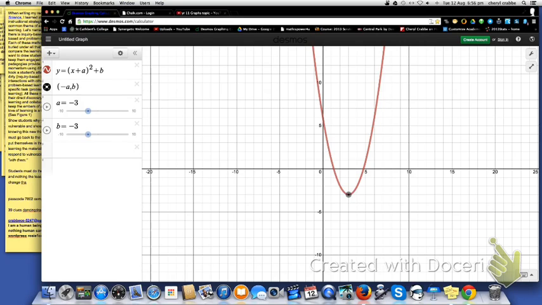And if you take a look up here, this graph is in vertex form. Y is equal to, and then in brackets, x plus a all squared plus b. Now let's just take a look at what these letters, if they're numbers, do to the graph. So let's just move a around.